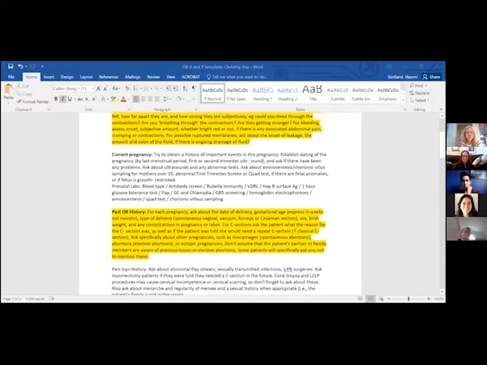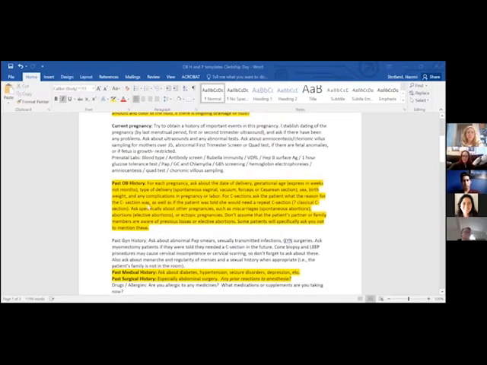Current pregnancy, you can review this on your own: are there any things that came up during the prenatal care that we should know about? This is really important, what I've highlighted here, past OB history. This is one of the most important things that I think sometimes learners will leave out initially as they're getting used to the OB H&P.